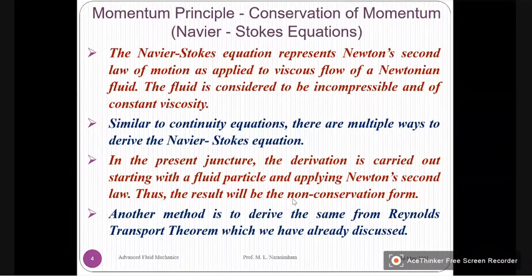Similar to continuity equations, there are multiple ways to derive the Navier-Stokes equations. In the present juncture, the derivation is carried out starting with a fluid particle and applying Newton's second law of motion. Thus, the result will be in non-conservation form. There is another method by which we can also derive the so-called momentum principle, with the help of what is known as the Reynolds transport theorem. So this, of course, I will not be considering. It will be considered while we derive the momentum principle.